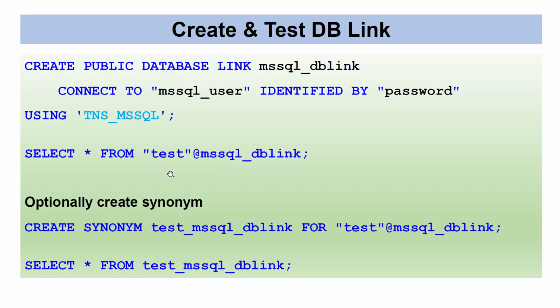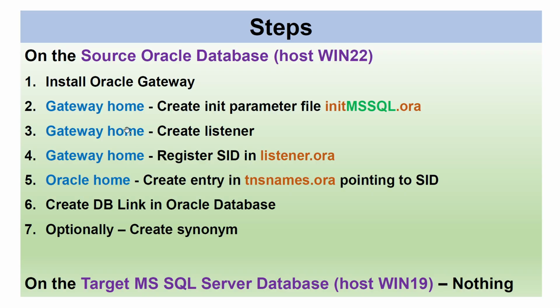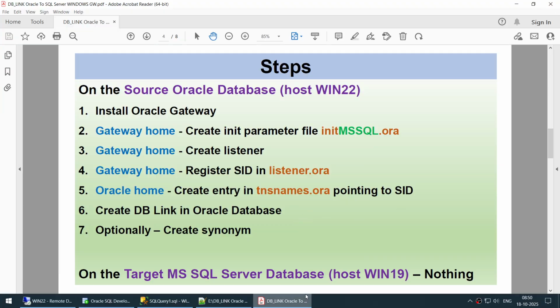Now that we have seen everything, let's go ahead and do this exercise. So there are some things that we need to do at the gateway home, some things at the Oracle home, and finally connect to your database. Let's go one by one. So what we need to do in the gateway home: init parameter file, listener, register SID.